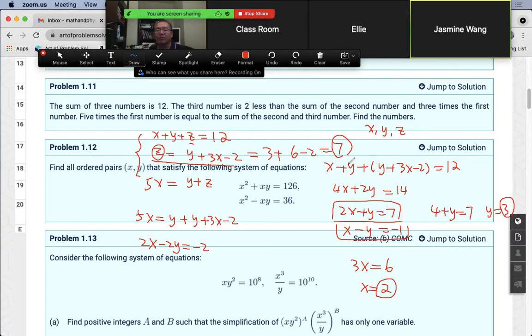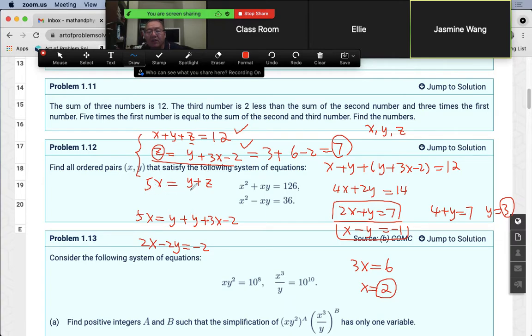Now you need to go back to verify. Okay, now let's first sum these three numbers. That's 2 plus 3, that's 5, 5 plus 7, that's 12. So that means the first equation is verified. Then the second equation, that's third number equals sum of the second one and 3 times the first one, minus 2. So now let's say y, that's 3. 3 plus 6, that's 9. Then minus 2, that's 7.